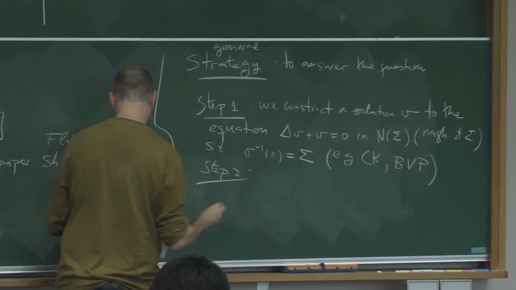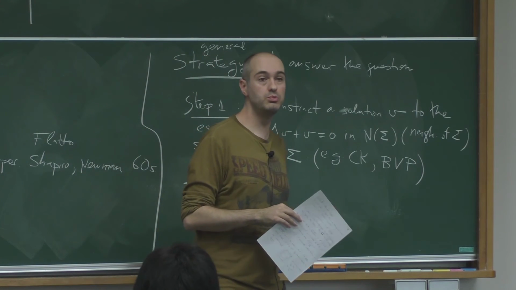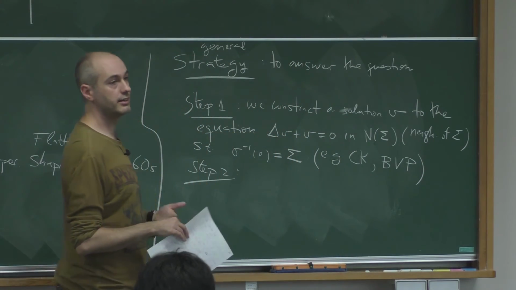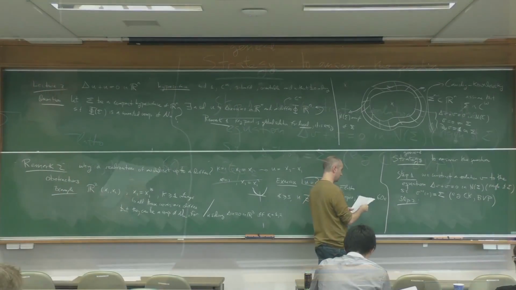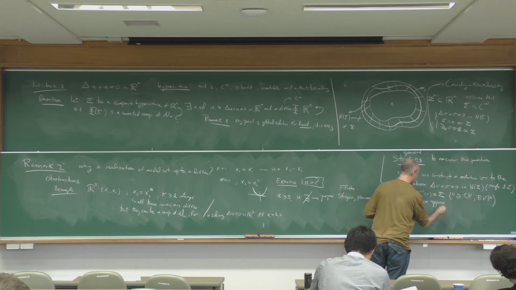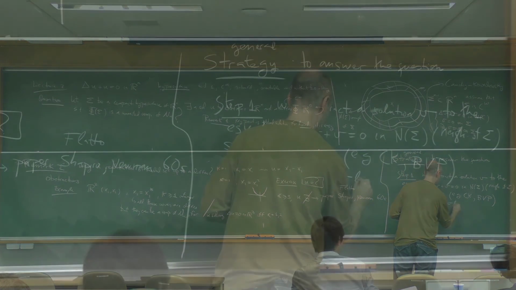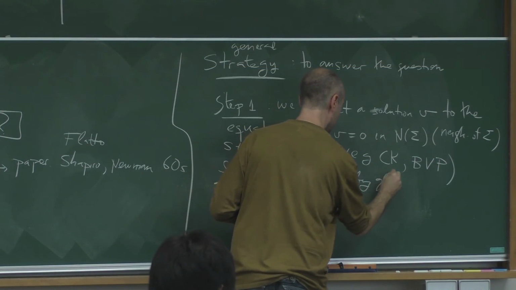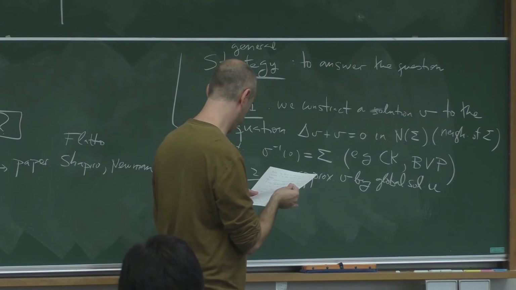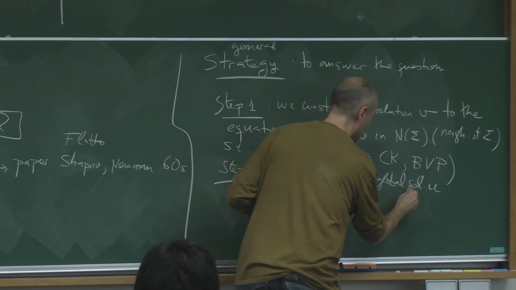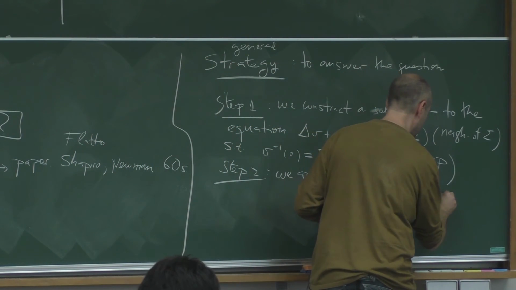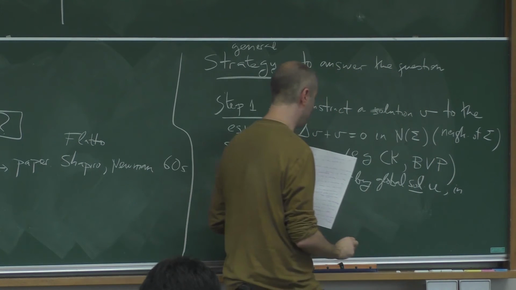The second step is the globalization. So you have your solution defined in the neighborhood. You want a global solution. How do you globalize? Extension is not possible, so it's approximation. So we approximate V by a global solution defined on the whole space. Of course, the global solution satisfies the Helmholtz equation. And approximation is in C^k norm, usually.